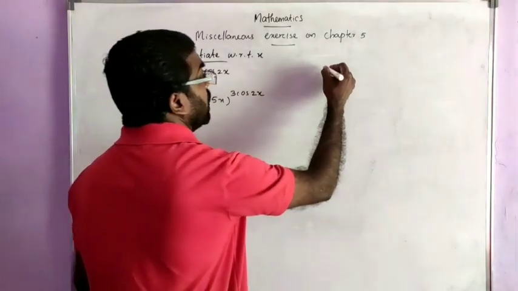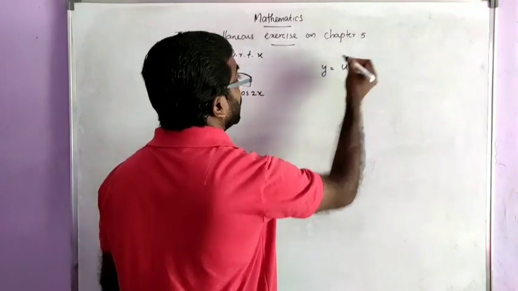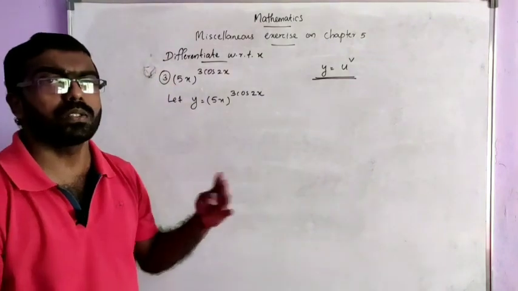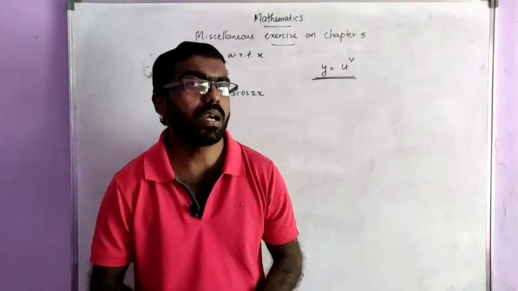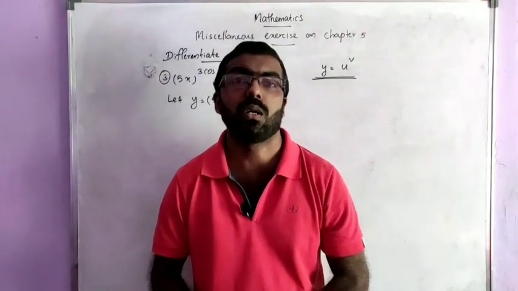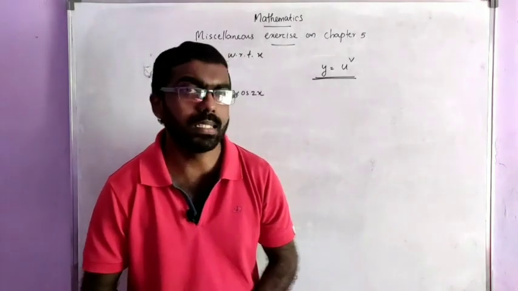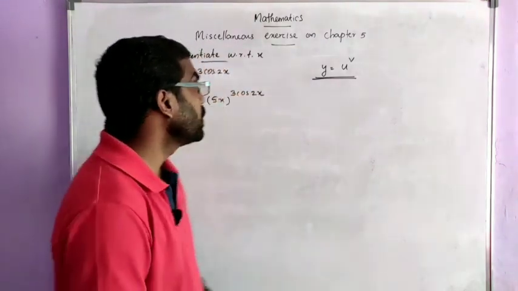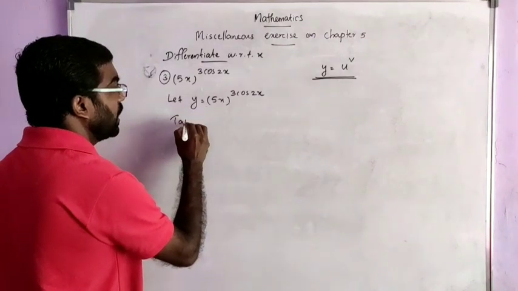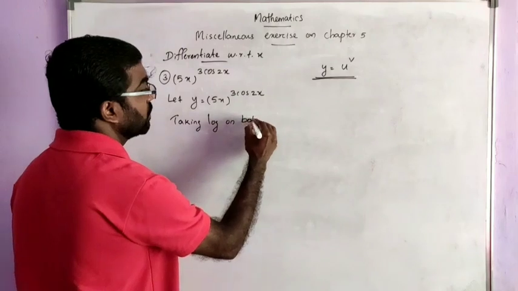That means it's of the form y equals u raised to v, where u and v are functions of x. In this situation we can't find the derivative directly, so we are going to take logarithms on both sides. In the previous topic, logarithmic differentiation, you have already learned it. Clear? So here I take logarithm on both sides.